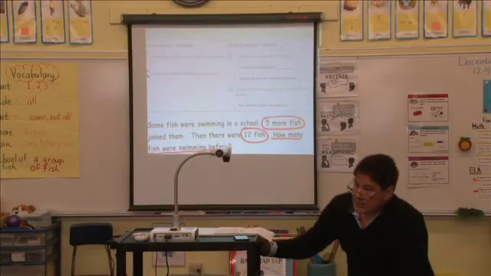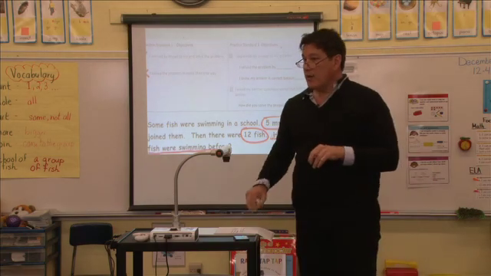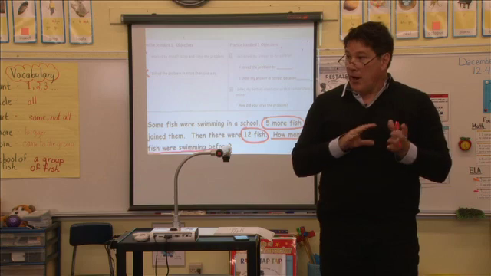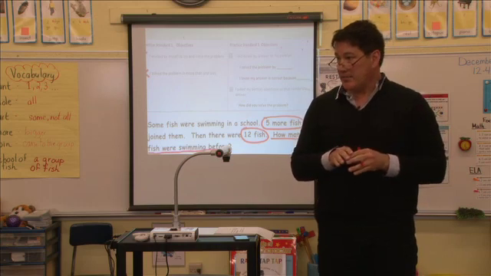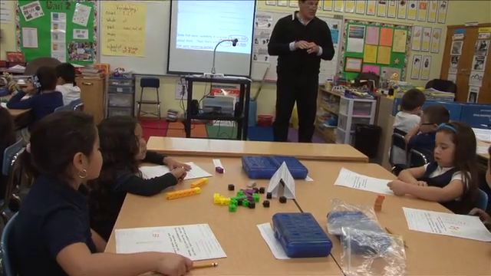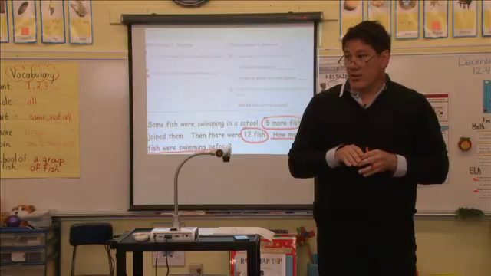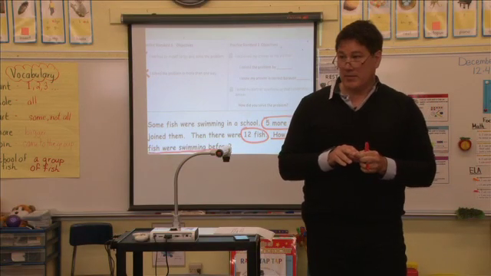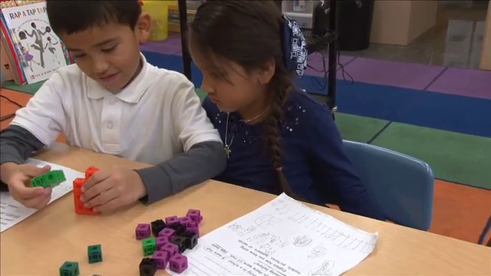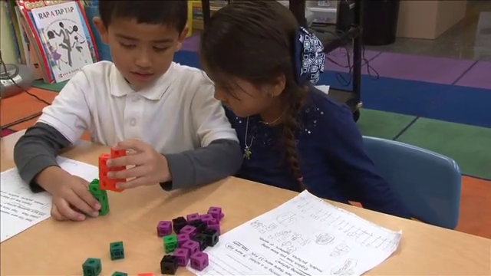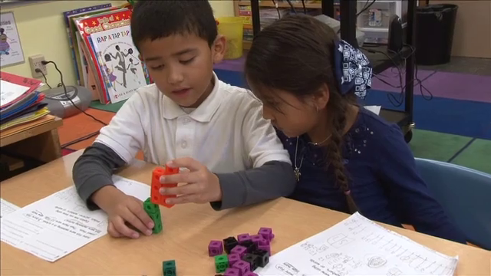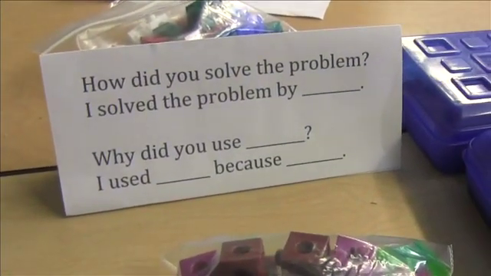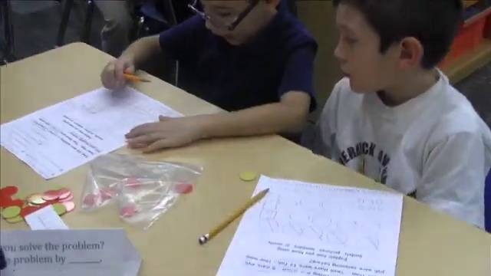Okay, so first, you're going to explain to your partner how you found your answer, and your partner is going to listen carefully. Remember we talked about that? You guys remember? Yes. And then you can ask your partner questions, how they solve their problem. Students have an opportunity now to share their thinking with their table partners. To facilitate this conversation, I provided students with discussion stems that help them formulate and verbalize their thoughts.